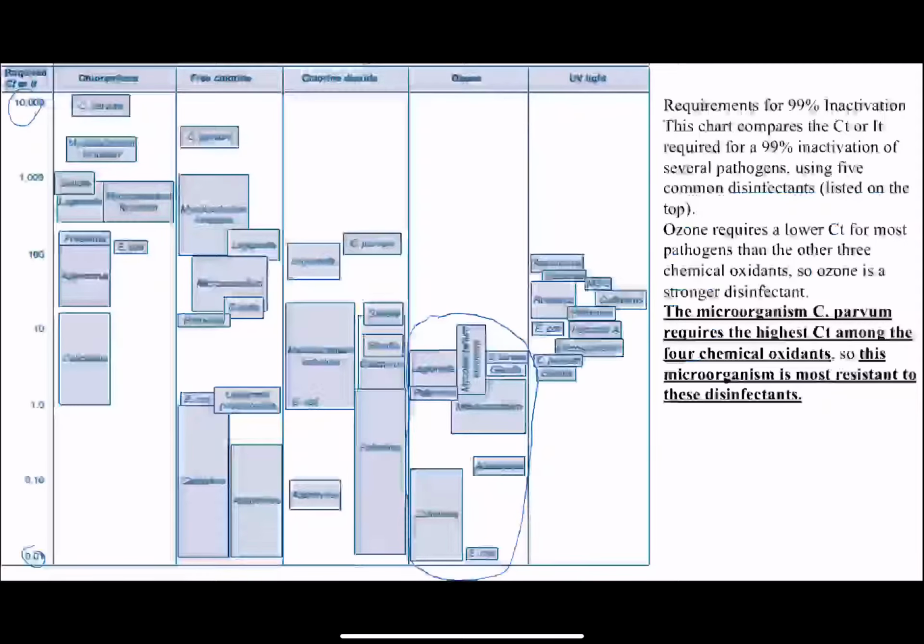Okay. Look at this. C. parvum and chloramine need the highest CT. C. parvum and free chlorine, they need the highest CT for free chlorine. And look at this C. parvum, and here it's still the same thing. It's always at the top of the list. For the UV light, we don't see it, but we could see from the other disinfectants that C. parvum is very resistant to chloramine, free chlorine, chlorine dioxide, and ozone. That's why they are at the top of the list of CT.